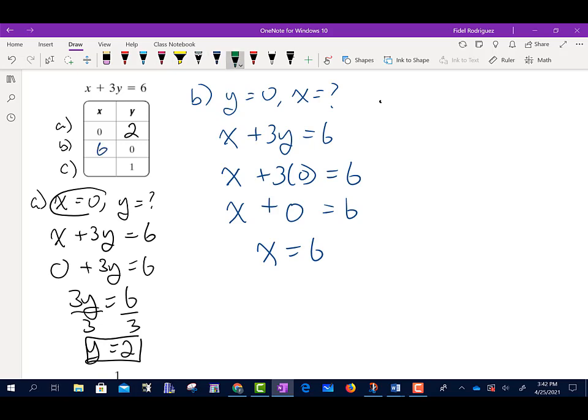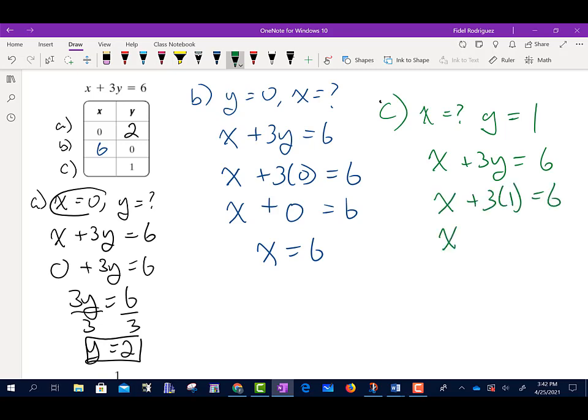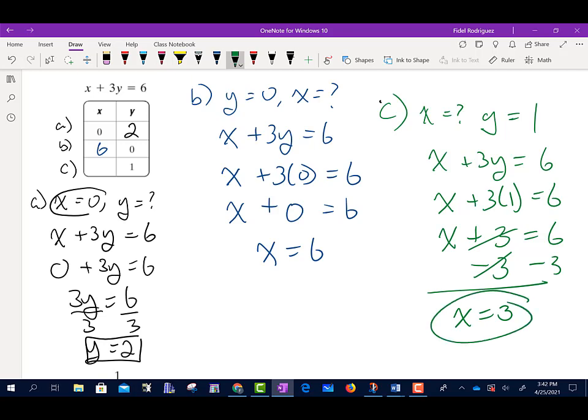Okay. And then I'm going to do this a last time. And in this last one, we don't know the value of x, but we do know that y is equal to 1. So when we write our equation, everywhere we have the letter y, we're going to plug in the number 1, right? So 3 times 1, that's just 3. And if I'm trying to solve for x, I'm going to go ahead and subtract 3 on both sides. And we're coming up with x equals 3. And so I'm just going to put a 3 right there.